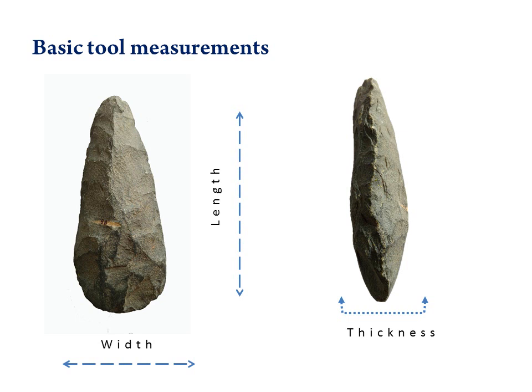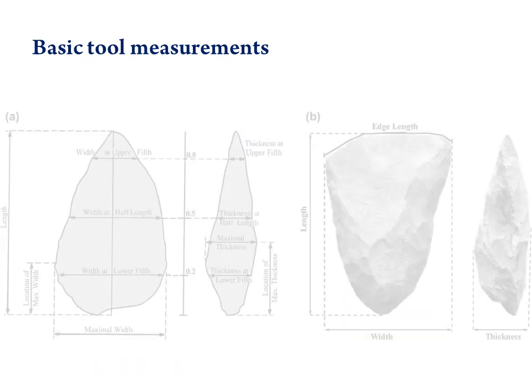Now in this case, these images show you how a basic tool measurement can be done. For example, this is a Neolithic axe, where the width of the stone tool, the length of the stone tool, as well as the thickness from the lateral side are recorded. These measurements can either be taken in terms of centimeters or millimeters. I personally prefer taking the measurements in millimeters, because at the end stages, when the assemblages are larger, millimeters are better for quantitative analysis.